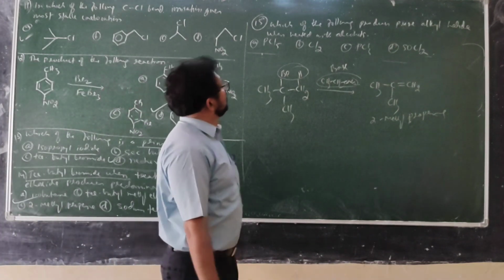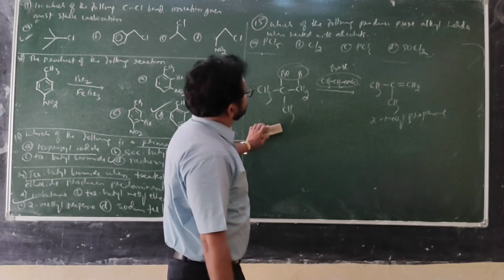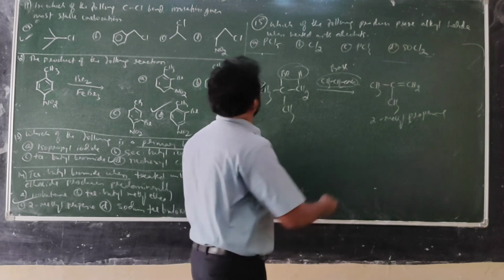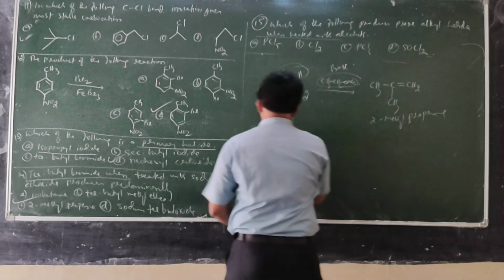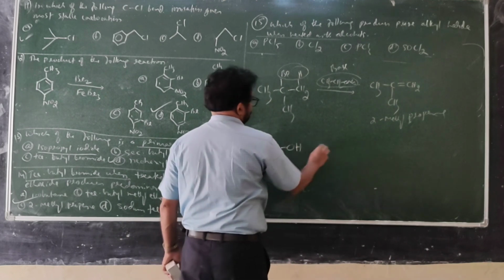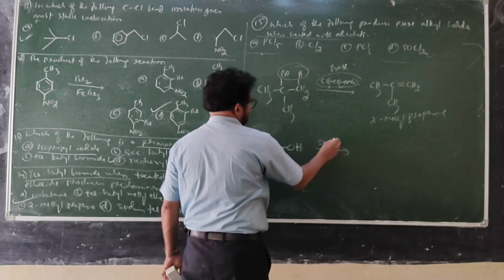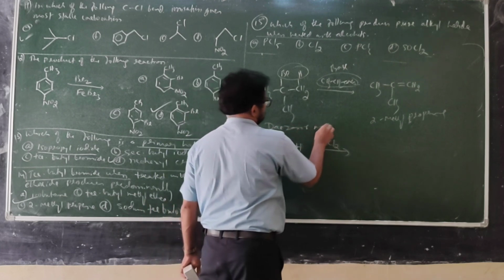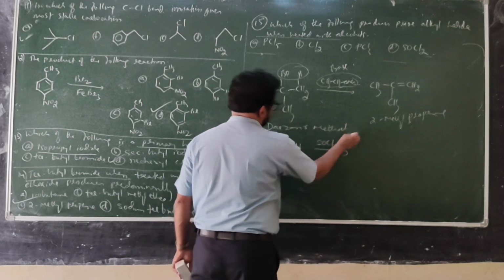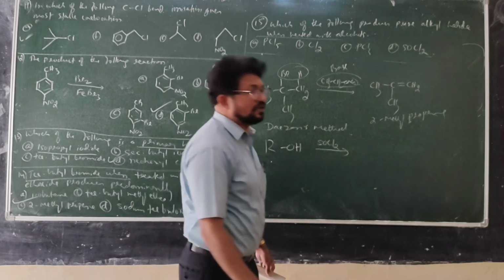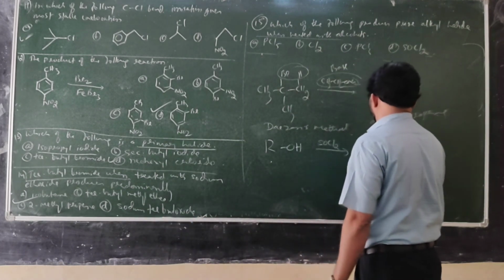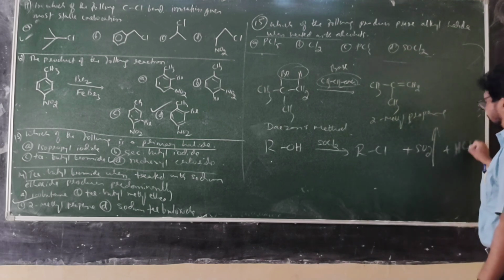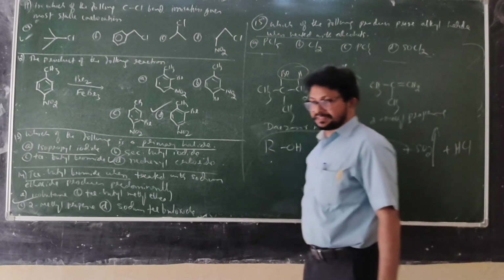Fifteenth question. Which of the following produces pure alkyl halide when heated with alcohols? See, I have already told you under synopsis. Darzens' method I told you. Darzens' method is what? Thionyl chloride when heated with alcohol produces alkyl chloride. Byproducts are gases. That is why this is the best method.